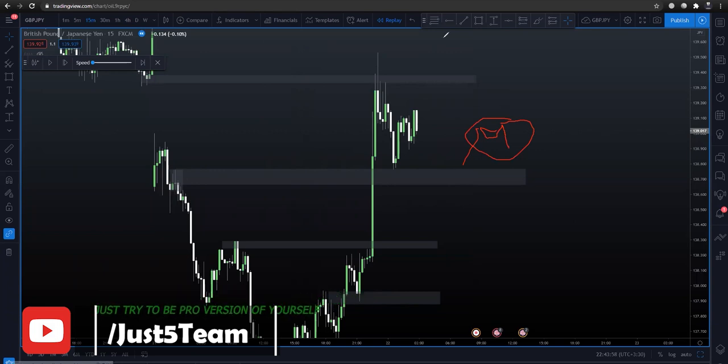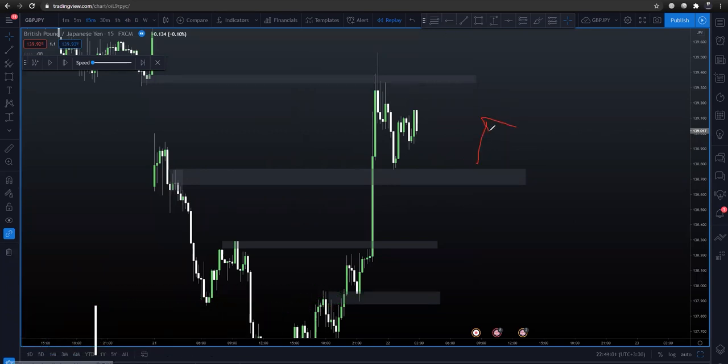Oh, at least it didn't do that. It's just like that. It happened, and it just went down. Do you see? It could be like that because it didn't break this area. Okay, it's clear. You should see the market perfectly. Okay, it's clear.